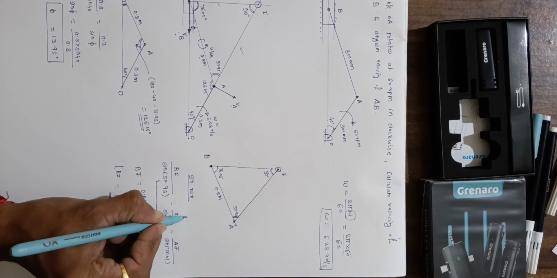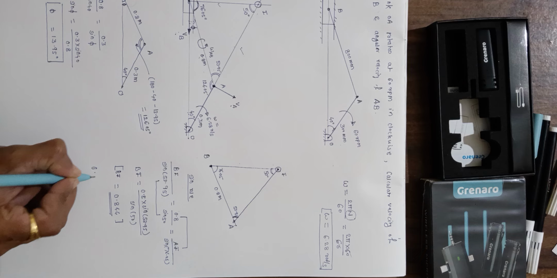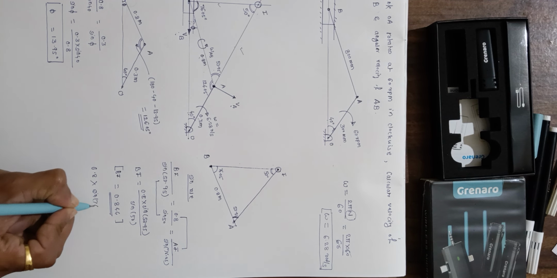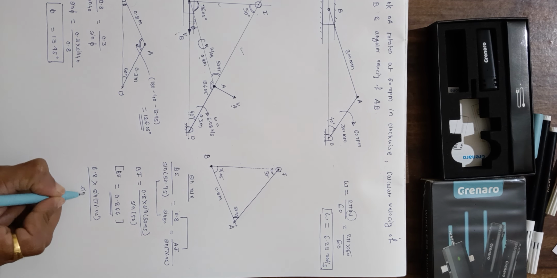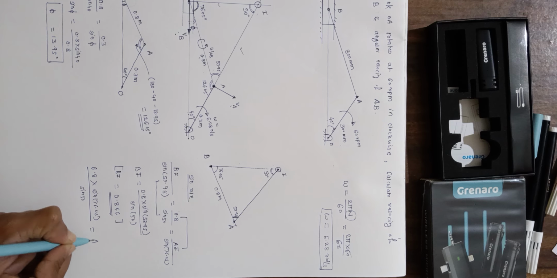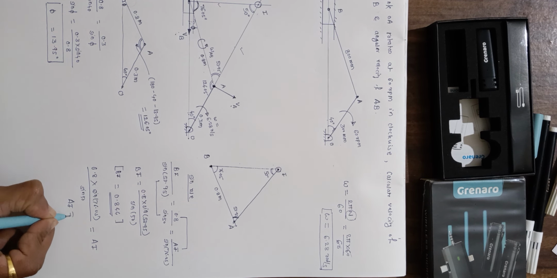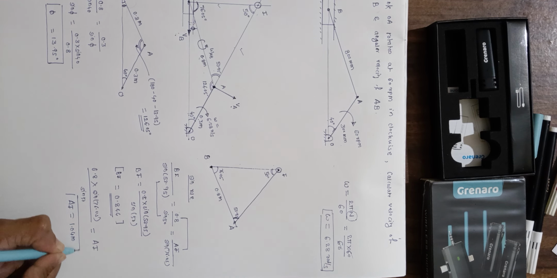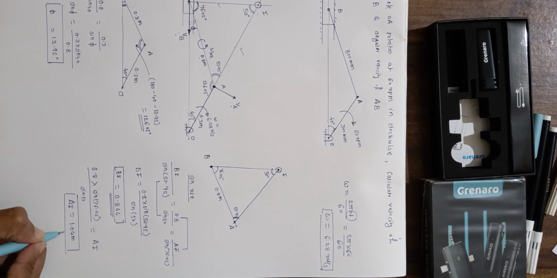Now consider the last two terms. So 0.8 into sine 76.05 divided by sine 50, and this is equal to distance AI. So from this AI is equal to 1.04 meter. So we got the answer for BI and distance AI.